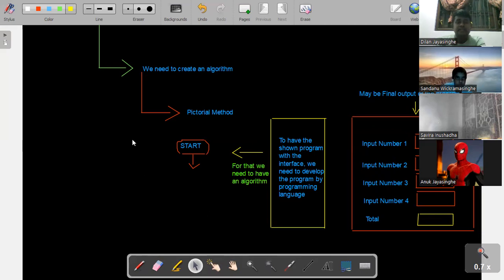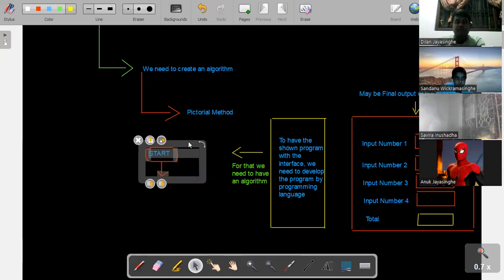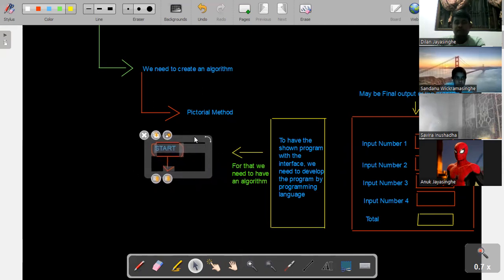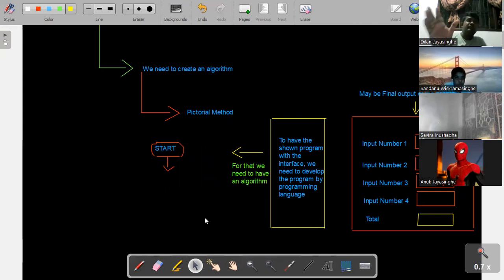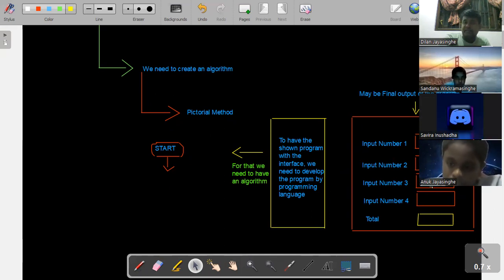I drew this so that you understand well. So that the interface comes like this, right. Maybe the final output of the program, right. Then to get this interface with the program, we need to develop the program by a programming language. For that we need to have an algorithm. Now we'll create a pictorial algorithm.